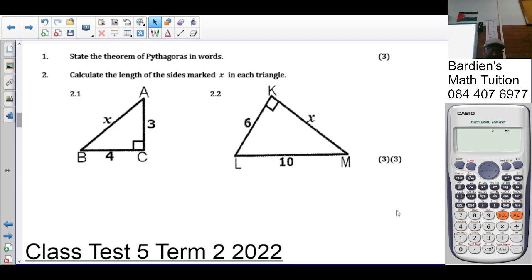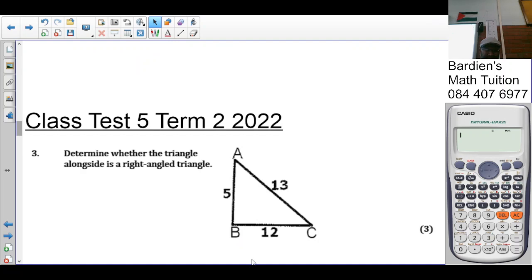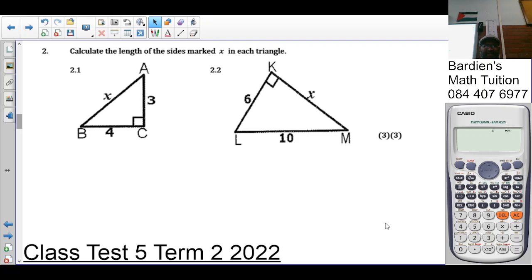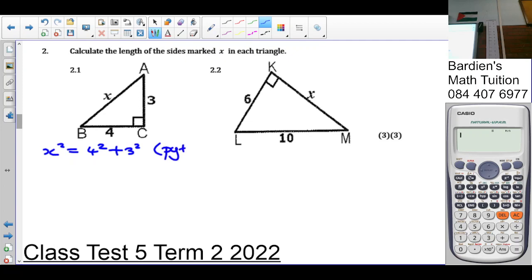Okay. Let's look at number 2. In number 2.1, it says calculate the lengths of the sides marked x in each triangle. So here's your hypotenuse. Can you see it's a right angle triangle? Yes. So you say your hypotenuse squared is equal to the sum of your other 2 sides squared. The reason? Pythagoras, with angle C equals 90 degrees. 1 mark there. Not O, it's X.